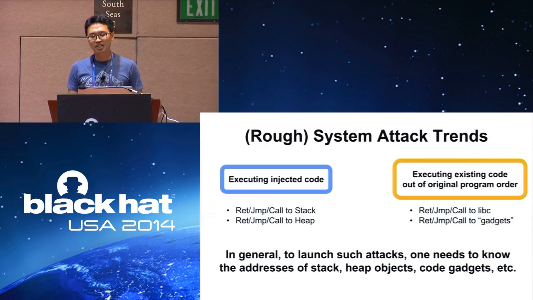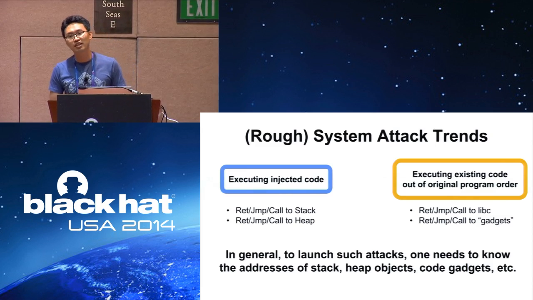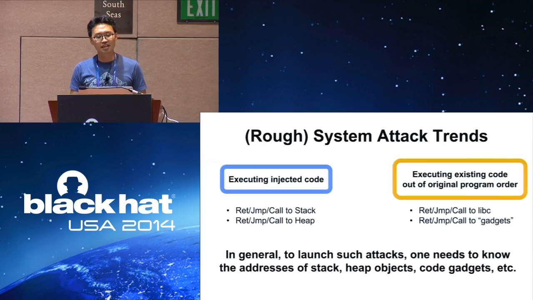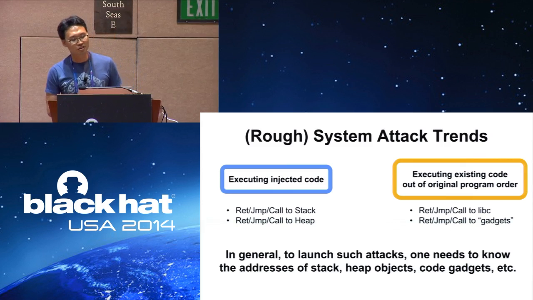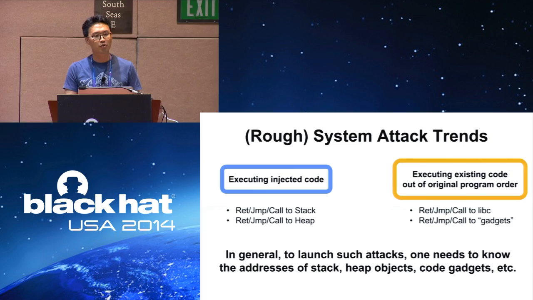But the game has changed a bit after protection techniques like the non-executable stack and ASLR. After this, attackers execute existing code out of original program order. You can do return-to-libc, or you can jump into gadgets. People usually call it ROP. But in general, to launch these different attacks, the attacker needs to know the address of the stack or heap objects or code gadgets. So you need to bypass ASLR anyway to do some attacks.